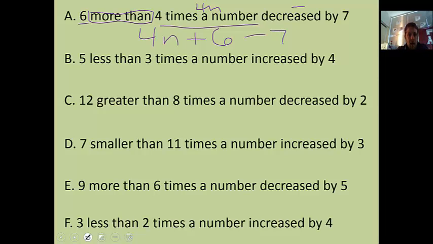Okay. The next one, 5 less than 3 times a number increased by 4. I see "less than," so that's 3 variable n, increased by 4. So I would write this as 3n switched with 5, increased by 4. Right? I want you to do C, D, E, and F all by yourself.